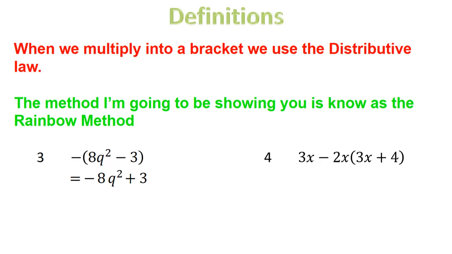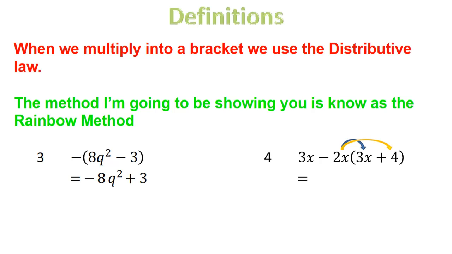Example 4. 3x subtract 2x into the bracket 3x plus 4. Now this has got two parts to it, and we have to remember BODMAS, otherwise we mess things up. BODMAS says we have to do multiply before we subtract. And so in other words, we have to do this part here, the negative 2x, into the bracket before we subtract that from the 3x. So let's have a look at how we do this. Again, we put our rainbow together.